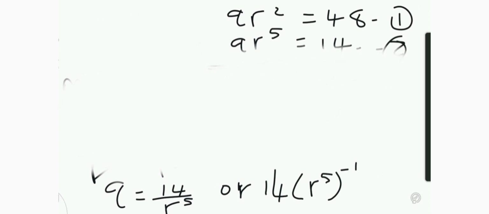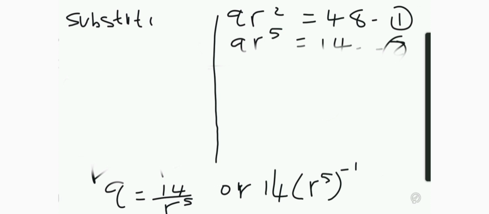Okay, we are going further now. Now this answer I got for a here, remember we made use of equation 2. I'm going to use this 14 divided by r^5 and substitute that a into equation 1, not into equation 2 again. No. It's into equation 1, because I used equation 2 to make a the subject of the formula. So I'm going to substitute that a into equation 1 so as to find my r. You get that? I'm going to use that to look for my r, which is my common ratio.